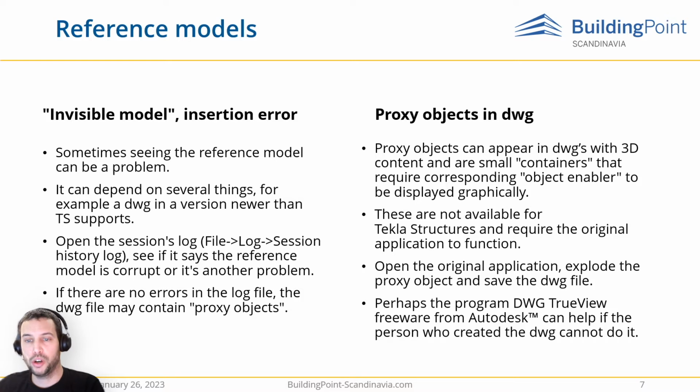What you can do is open the reference file in the original application and explode the proxy file. After that, you save the file and it will be able to be shown in Tekla Structures. If you do not have access to the original application, you might be able to use DWG TrueView, a freeware from Autodesk, as this is generally an Autodesk thing. If not, go back to the person who created it.